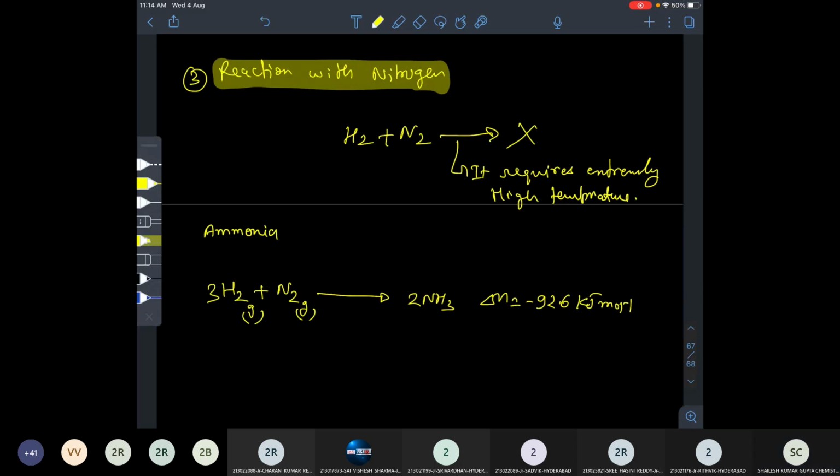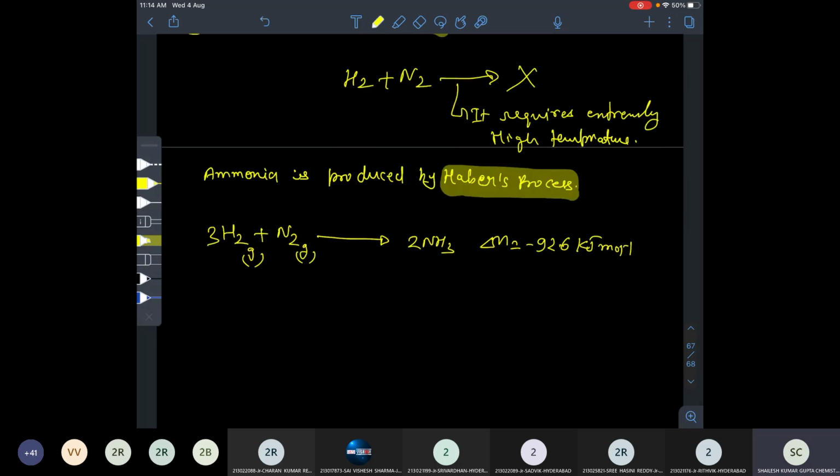Ammonia is mainly produced by Haber's process. So imagine how difficult this reaction was. That's why we give so much importance to the scientist who actually made it possible at a condition which we can achieve. Does anybody know which catalysts are used over here? Iron. Iron, sir.